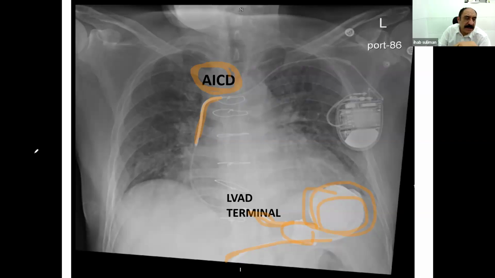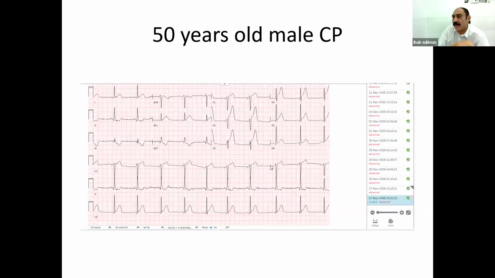Advances in medicine are quite unique now. We depend on technology like artificial hearts and cardiac devices to keep patients alive. So we take another example of a 50 year old gentleman.